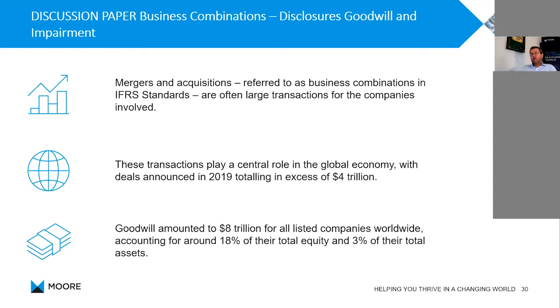The other big ticket items in this paper are around goodwill and impairment. They ran some numbers and said goodwill amounts to about $8 trillion for all listed companies worldwide, or about 18% of their total equity, 3% of their assets. And we could add stats in here and say it probably accounts for about 90% of auditors getting sued, 90% of enforcement action from regulators.